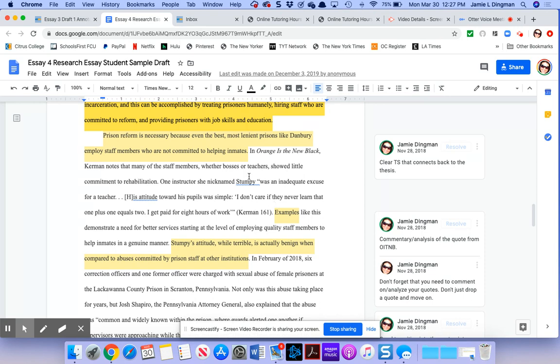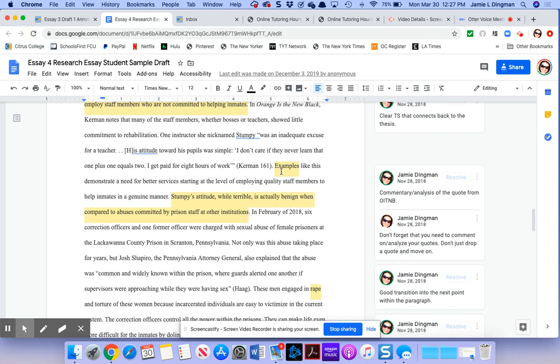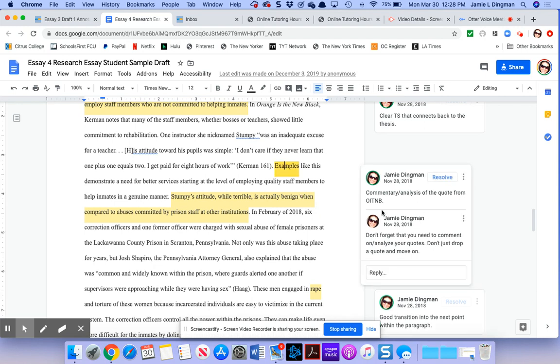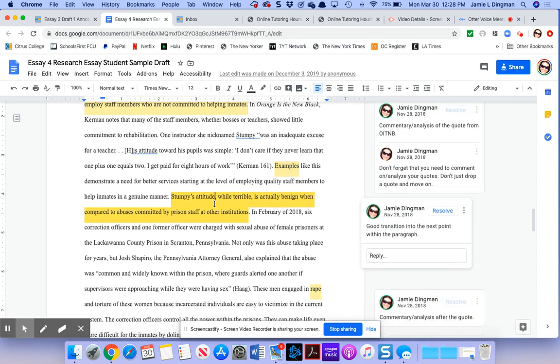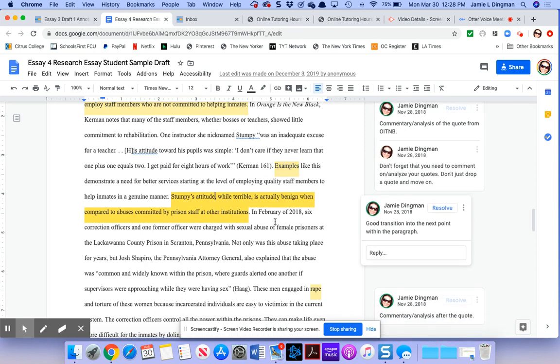So they drop their quote. Now remember, when you drop a quote, you don't just get to run away from it. You have to analyze, explain, argue, right? You have to make commentary about it. And that's what they do here. So examples like this demonstrate a need for better services, starting at the level of employing quality staff members to help inmates in a genuine manner. Stumpy's attitude, while terrible, is actually benign when compared to abuses committed by prison staff at other institutions.